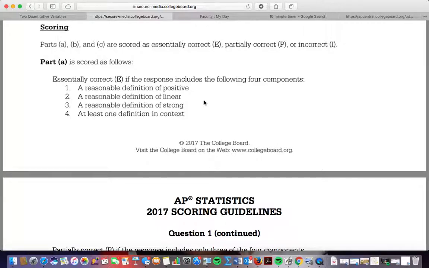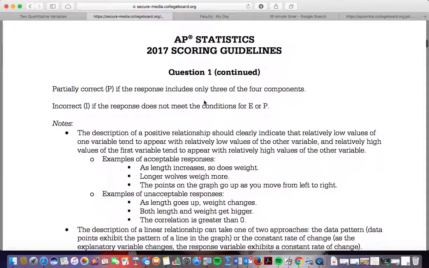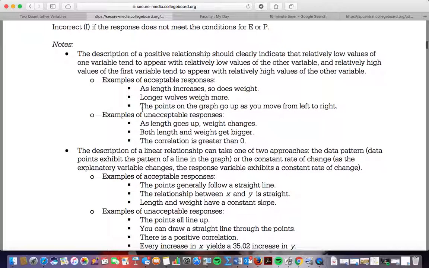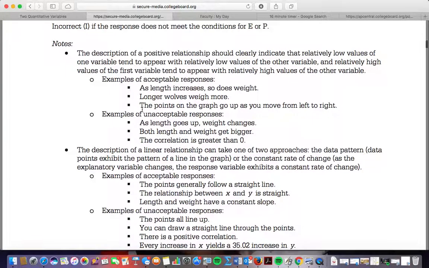You needed to have a reasonable definition for positive, linear, and strong, and have context in order to get an E. If you did 3 out of those 4, you're going to get a P. And if you went anything lower than that, if you got 2 or less, that would be an I for that category. Okay? Now, what would it mean? Are there any other examples about a good response? Let me go through that.